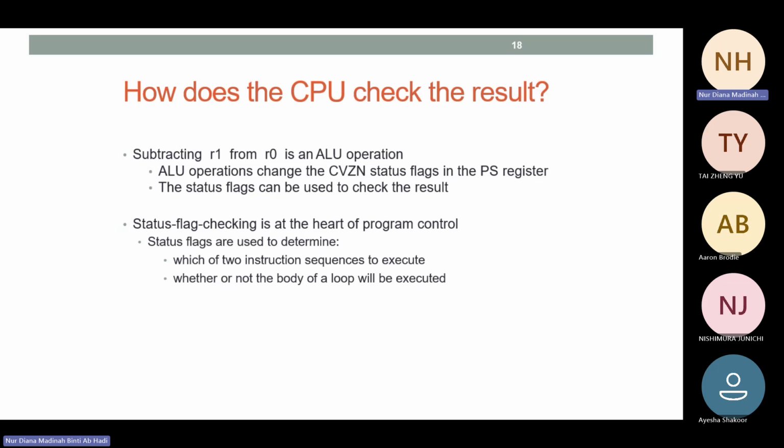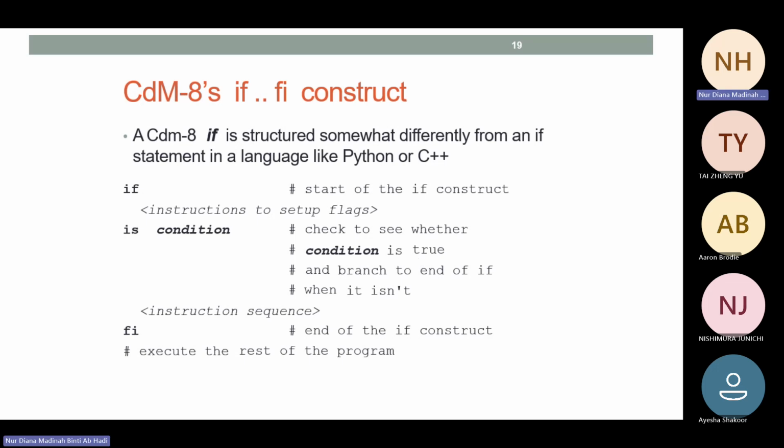Status flag checking is the heart of your program control. The status flags are used to determine which of two instruction sequences is to be executed, and whether or not the body of a loop will be executed. So, the CDM8 if and fi construct.